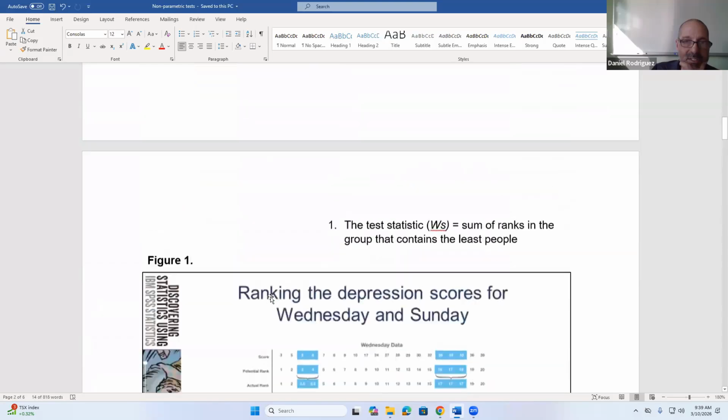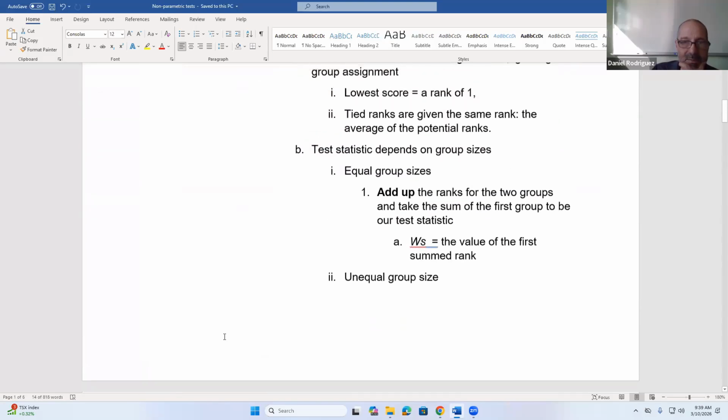Okay, so let's go through this a little bit more here. We did that. We add up the ranks of the two groups. Our test statistic is the value of the first summed rank. This has always confused me, which is the first, because I can put them in any order, right? I can do alcohol first. If I'm entering data, I could do my alcohol first as level 0, and then level 1 could be ecstasy, so then zero would come first, right?